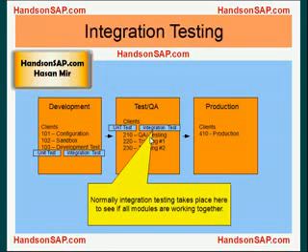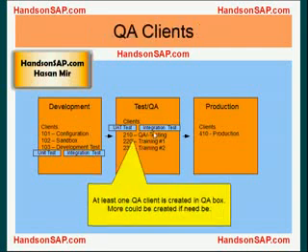Normally integration testing takes place at the QA box, but optionally you can also do the integration testing in the dev box, or you can do it in both places, dev box as well as QA box. At least one QA client is created in a QA box. More than one QA client could be created if necessary, if there is more than one testing team testing the environment.